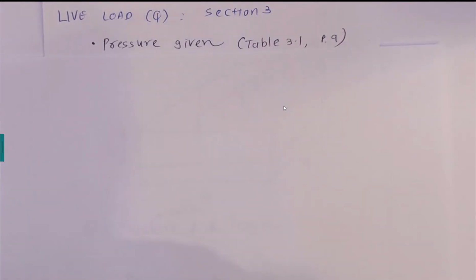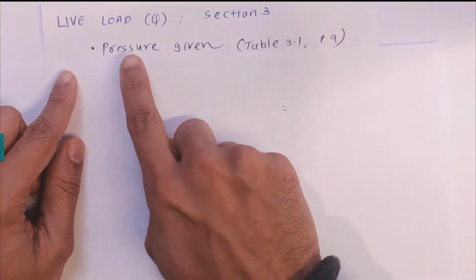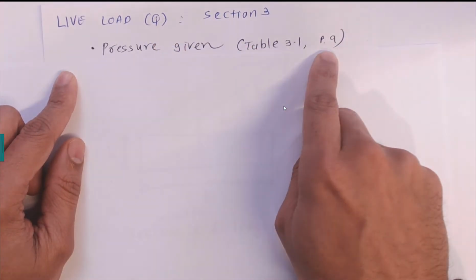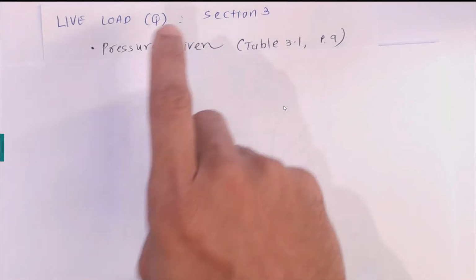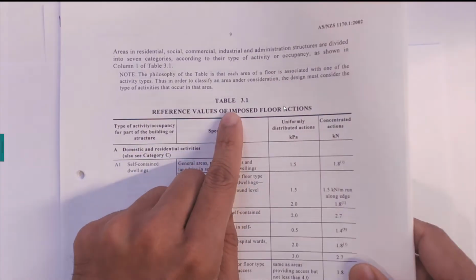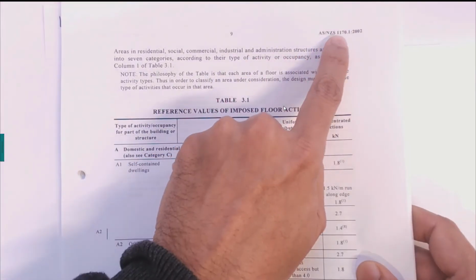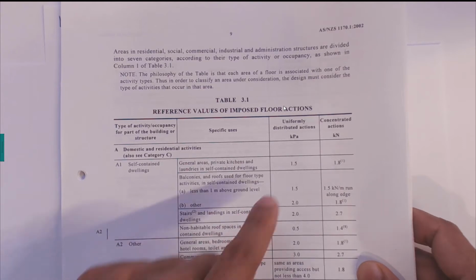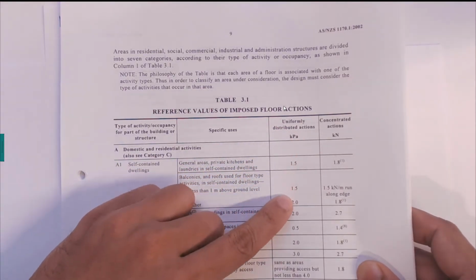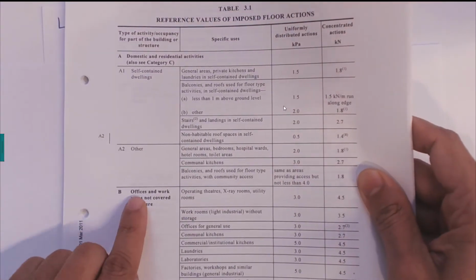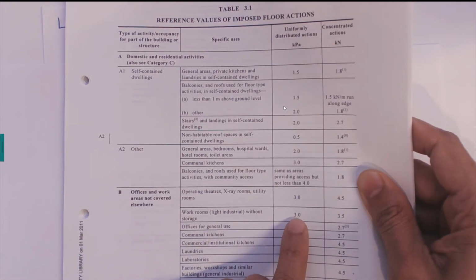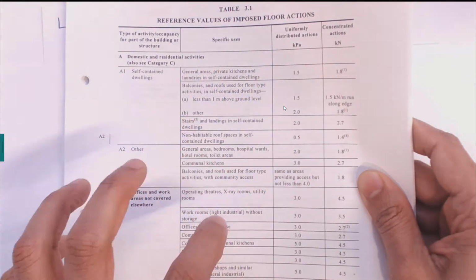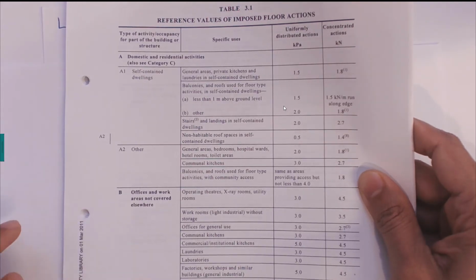Now this live load is denoted by Q, and in the Australian standard, table number 3.1 on page number 9 gives pressures for various structures. If I show it here, table 3.1 on page 9 of 1170.1 has various pressures, like live load values. For example, if we are designing an office building for the workroom and for light industrial without storage, we are considering 3 kilopascals as the pressure for estimating the live load.